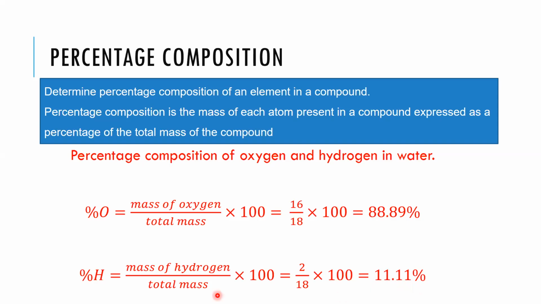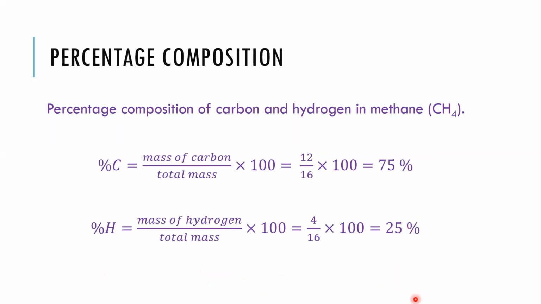Sometimes when we have the whole percentage composition for a compound and you add them up, you get 99 point something, or you get more than 100, very close to 100. That means we do rounding. As you can see, these numbers are rounded, so there might be a difference when you add them up, but it's supposed to be 100, that's what we are expecting.